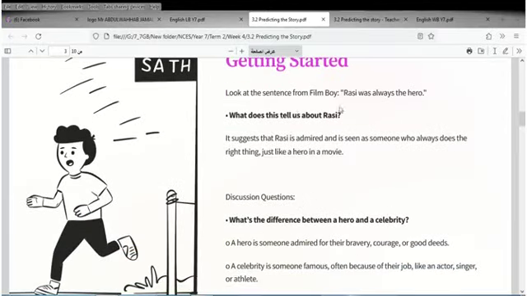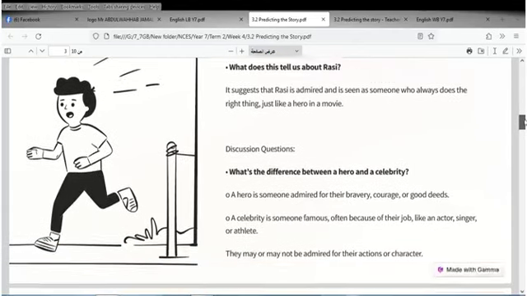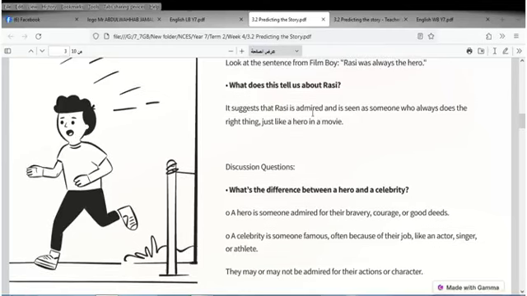If you want, for example, to take this sentence, Rasi was always the hero. Do you think the word hero means celebrity? Do you think the word hero means brave? Courageous? Is the word hero positive or negative? Usually the word is positive. When I say Rasi is a hero, that suggests that Rasi is admired and is seen as someone who always does the right thing. Hero, savior. So he is like a hero in a movie.